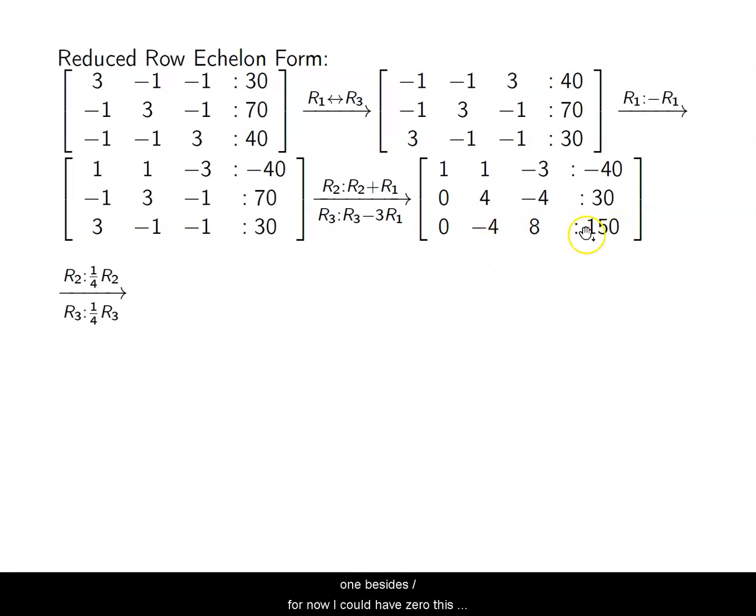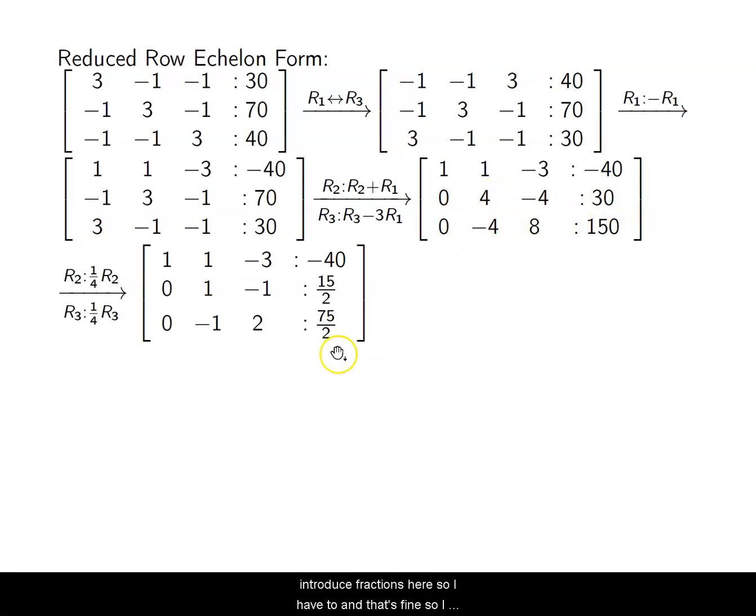Now I could have zeroed this out first, which I didn't do, but that's fine. But I can divide everything by 4. I really don't have a choice but to introduce fractions here. So I have to, okay? And that's fine. So I have 1, negative 1. This is 15 divided by 2. Negative 1, 2. 75 over 2.